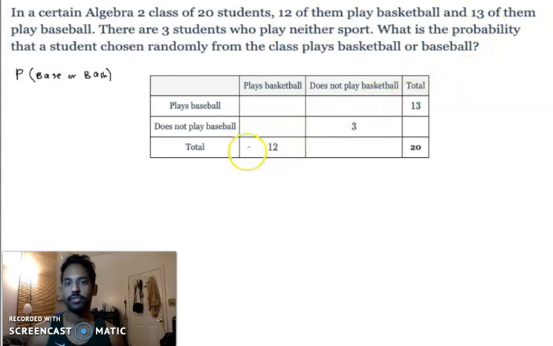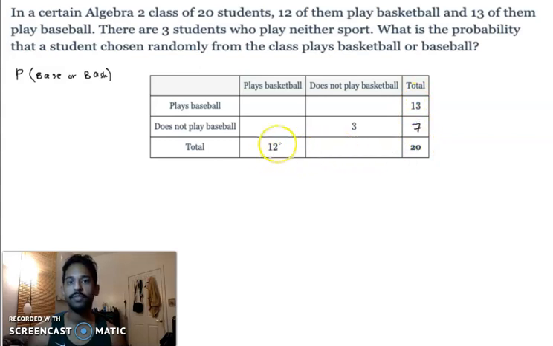Also, the total number of students who play basketball is 12. We know that 3 students don't play basketball and don't play baseball. And we know that the total number of students in general in the class is 20. With all of these pieces of information, we can fill out the rest of the table. Right here, this total box, 13 students play baseball, which means that the other students in the class out of 20 don't play baseball, which means we do 20 minus 13 to give us 7 here.